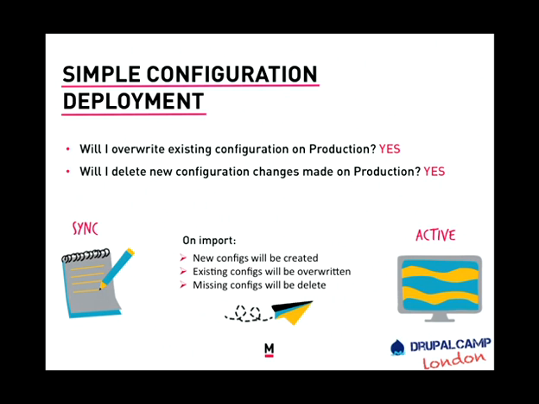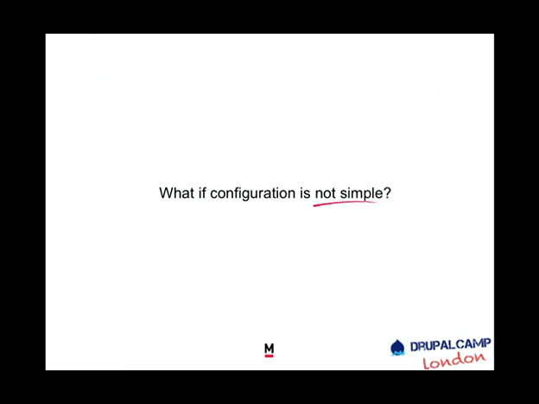So the new configuration will be created, an existing configuration will be overridden. So a configuration coming from here, which exists from here, will be overridden, and the missing configuration, which is in here, but is not on our import block, will be deleted. So, in a simple deployment, we have a simple website. It's just a two-page website or two landing page website.